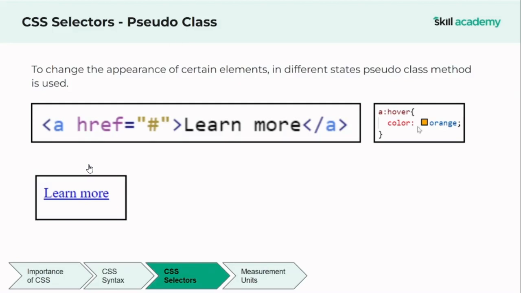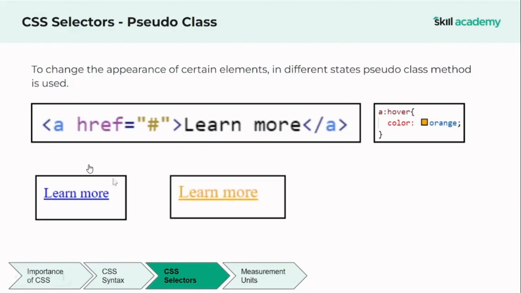So what I am doing is I am applying a style for the A tag, but this style should be applied only when I am hovering that element. So colon hover, what should happen at that time? The color should look orange. So whenever I am hovering the element, it will look in orange color.